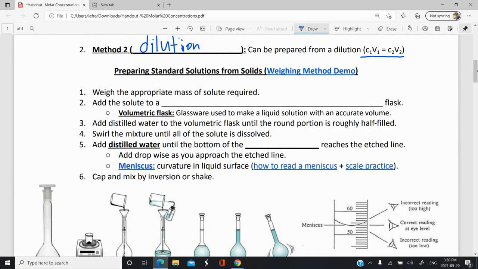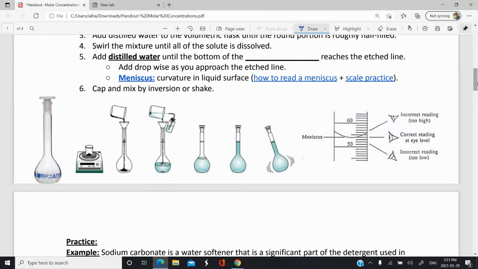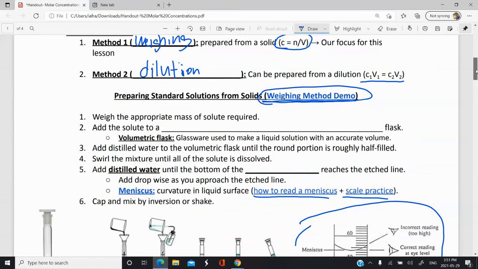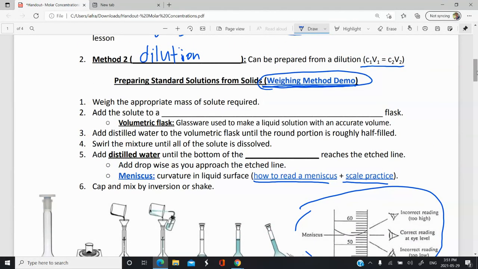So there is a great demonstration to watch over here for how to prepare a solution, and I highly recommend you do that. I also recommend you watch how to read levels from a meniscus. You can see there's a video here along with some practice over here to learn how to read properly from these different tools. Go over what the different tools are, like the volumetric flask and also the balance that you see there.